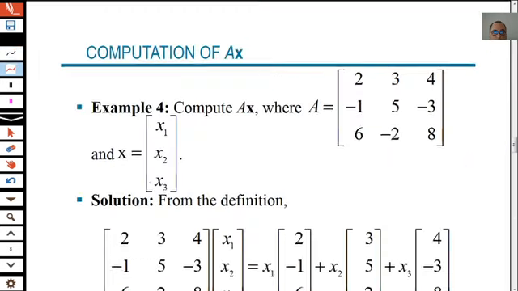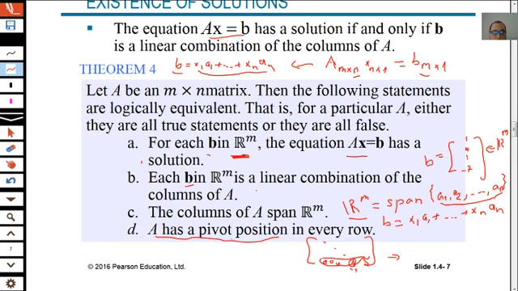You see, A has a pivot position everywhere, but since we don't have a solution for b with the components 1 1 1, we don't have this property. Also, we don't have this property, and b is not a linear combination if it has the components 1 1 1. Therefore, the first property is not satisfied.